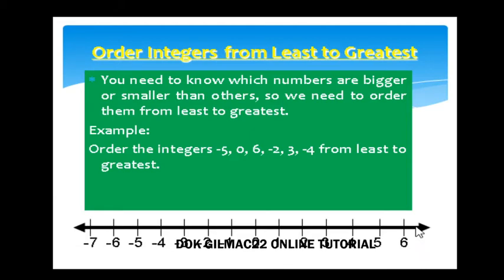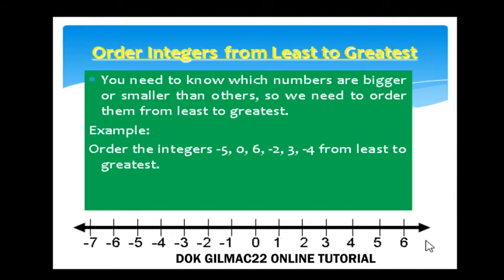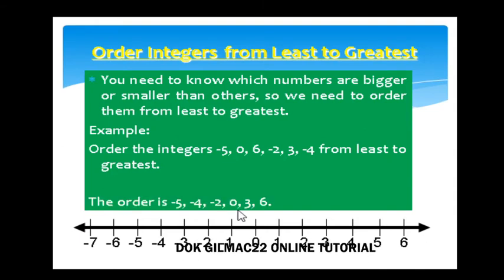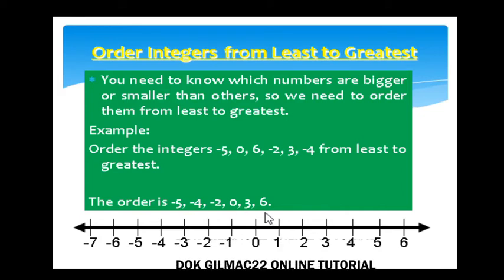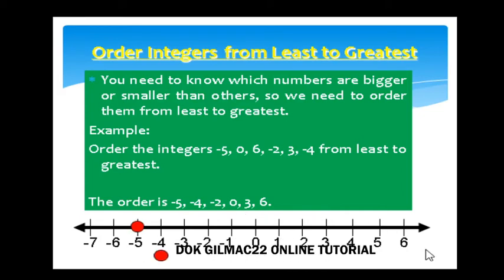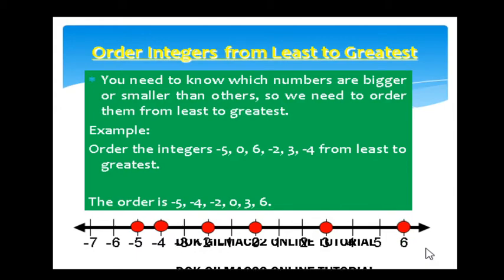So let's have the number line. The first thing we have to do here is to arrange the given integers from least to greatest. So we have the order: negative 5, negative 4, negative 2, 0, 3, and 6. So let's plot negative 5, negative 4, negative 2, 0, 3, and 6.